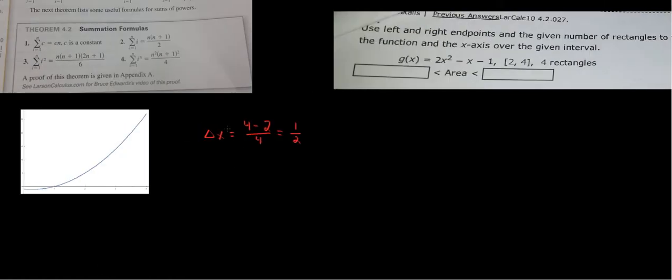Alright, so the problem was to use the left and right endpoints and the given number of rectangles to find two approximations of the area of the region between the graph of the function and the x-axis over the given interval. Our x values are going from 2 to 4, and that's the given interval, and we have 4 rectangles. And what you did here is right. B minus A over n is 4 minus 2 over 4 equals 2 over 4, which is 1/2. And I just rewrote it right here.